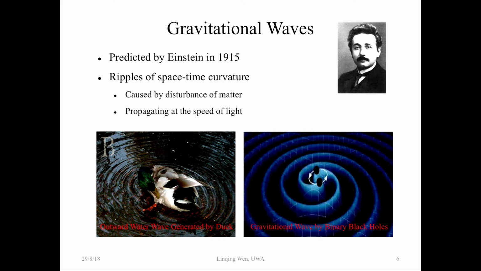Say you have two black holes moving around and generating disturbance, and you generate these ripples propagating out. Mathematically, it means that you have energy and momentum propagating out. The propagation of this ripple follows the wave equation. And Einstein also said the gravitational wave should travel at the speed of light.